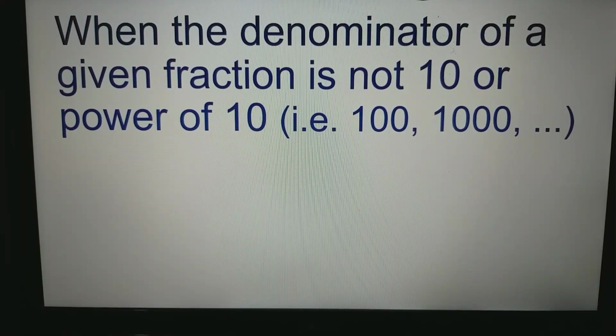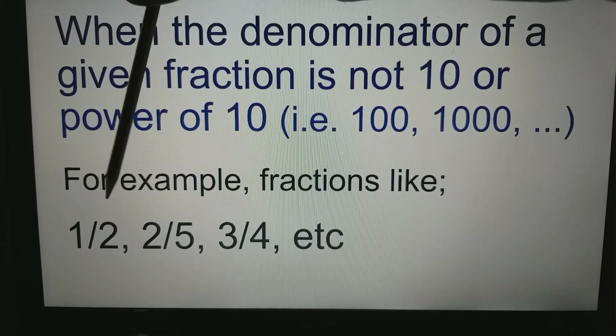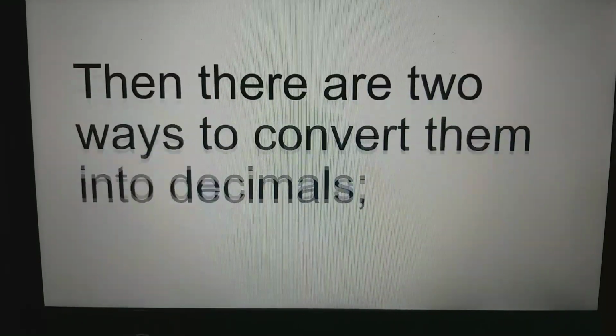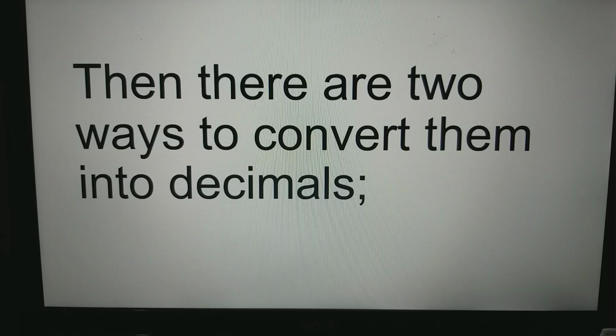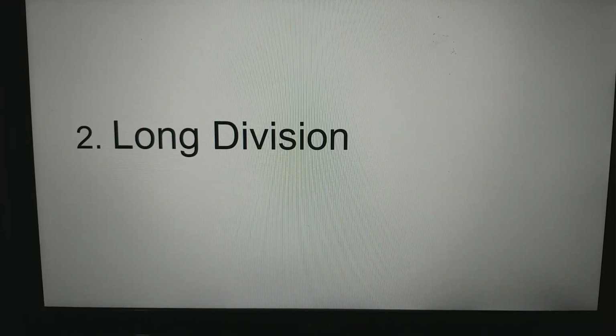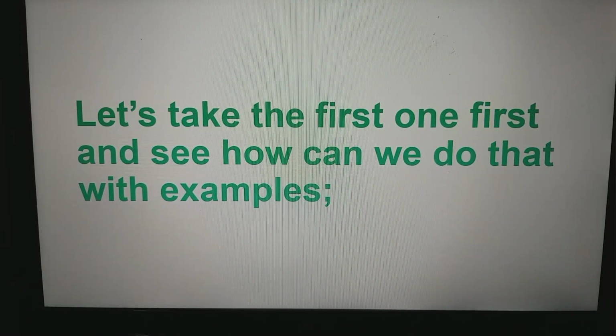But when the denominator of a given fraction is not 10 or a power of 10, for example fractions like 1 divided by 2, 2 divided by 5, 3 divided by 4, where the denominator is a number other than 10 or a power of 10, then there are two ways to convert them into decimals. First, we convert the denominator into 10 or a power of 10 by multiplying both the numerator and the denominator by the same number, like we did while making equivalent fractions. The second method is long division. Let's take the first one first and see how we can do that with examples.